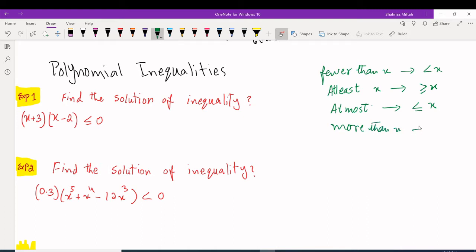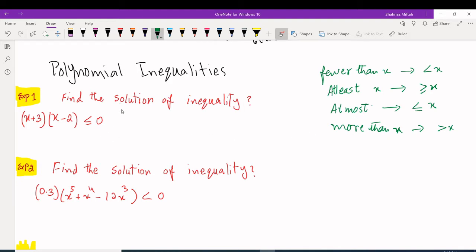Then we have more than x. This means more than x, like x is smaller than, or x has less than whatever we have up here. So more is going towards whatever more we are talking about. Okay, so these are a few things that you should remember.